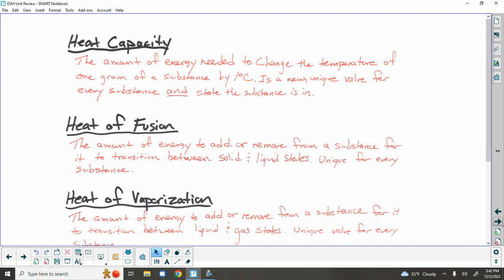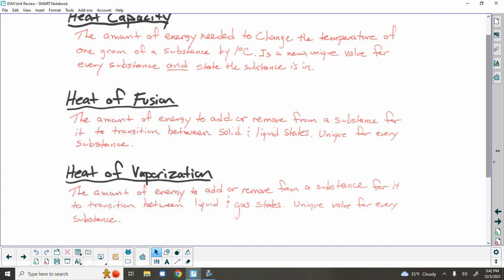As far as the heat of vaporization goes, heat of vaporization is the amount of energy to add or remove from a substance for it to transition between liquid and gas states, and once again is a unique value for every substance. The heat of fusion is typically a much smaller value than the heat of vaporization. Like in water, heat of fusion is 334 joules per gram. It doesn't take as much energy to just pull the particles apart enough that they can start slipping past each other, like it does for it to go from liquid to gas, where you have to completely overcome all of the attractions between particles and have them go off into the gaseous states.